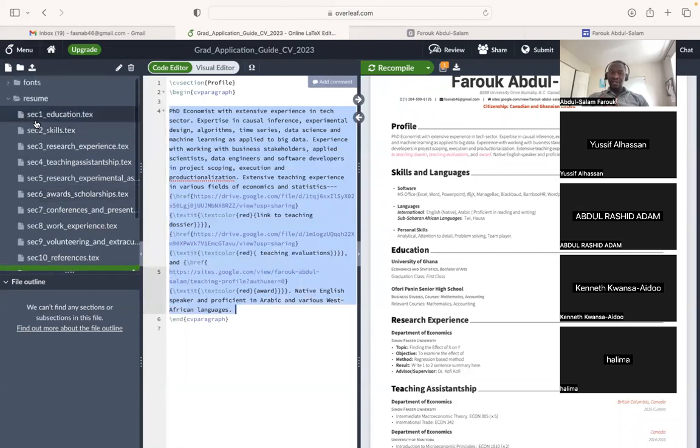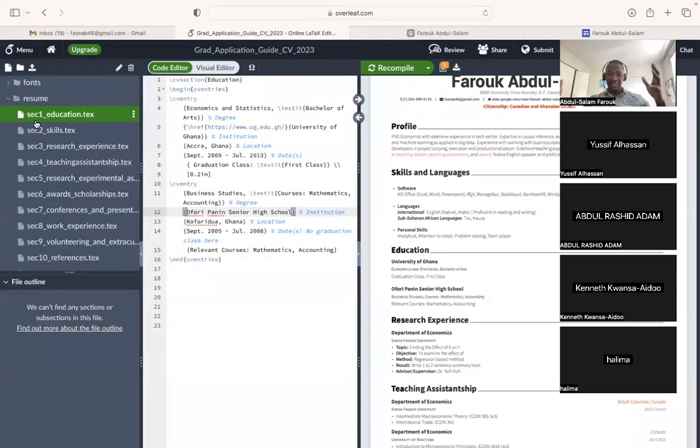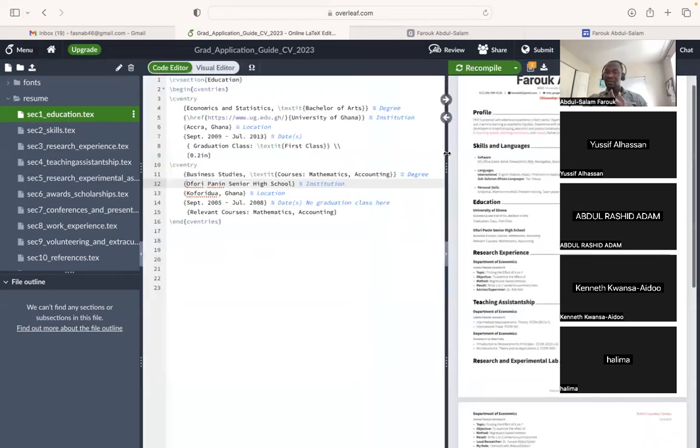Then you come to the next section. Within the same resume folder, you create a new file, which I called Section 1 Education. You click on it, and here it contains all the necessary details you need. So here you see my education, the Bachelor of Arts, University of Ghana, the link. You just change them. If you didn't go to University of Ghana but went to University of Development Studies, you just change this to University of Development Studies. If your program is different from mine, say you did political science, you just write political science and change this one. That's how to play around with it.